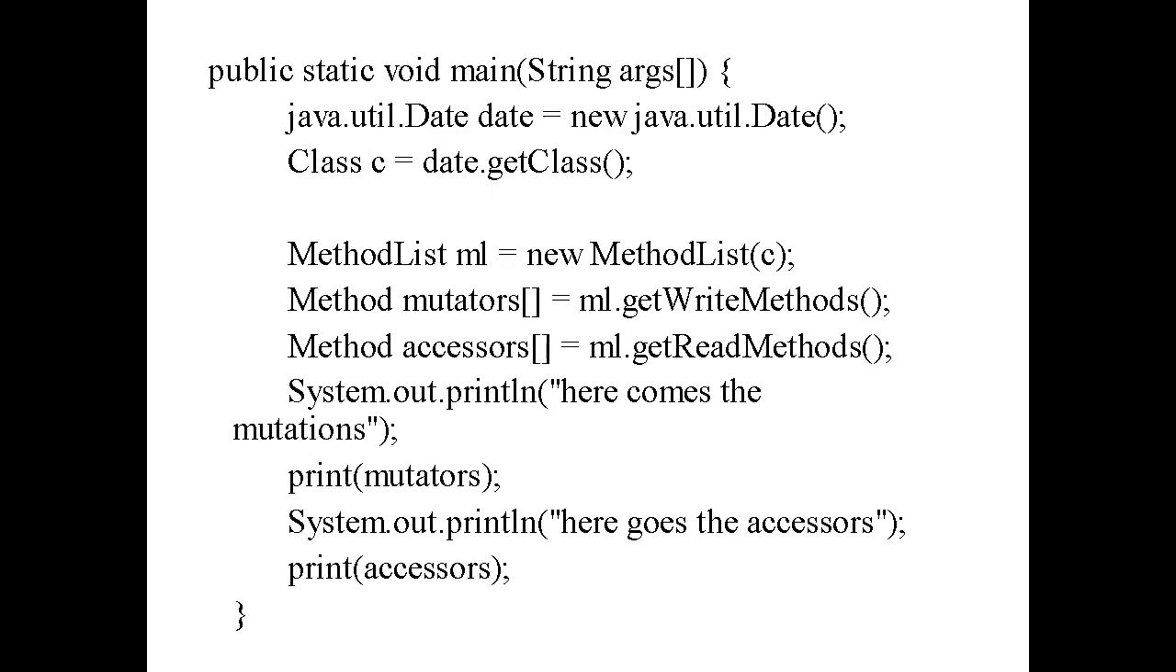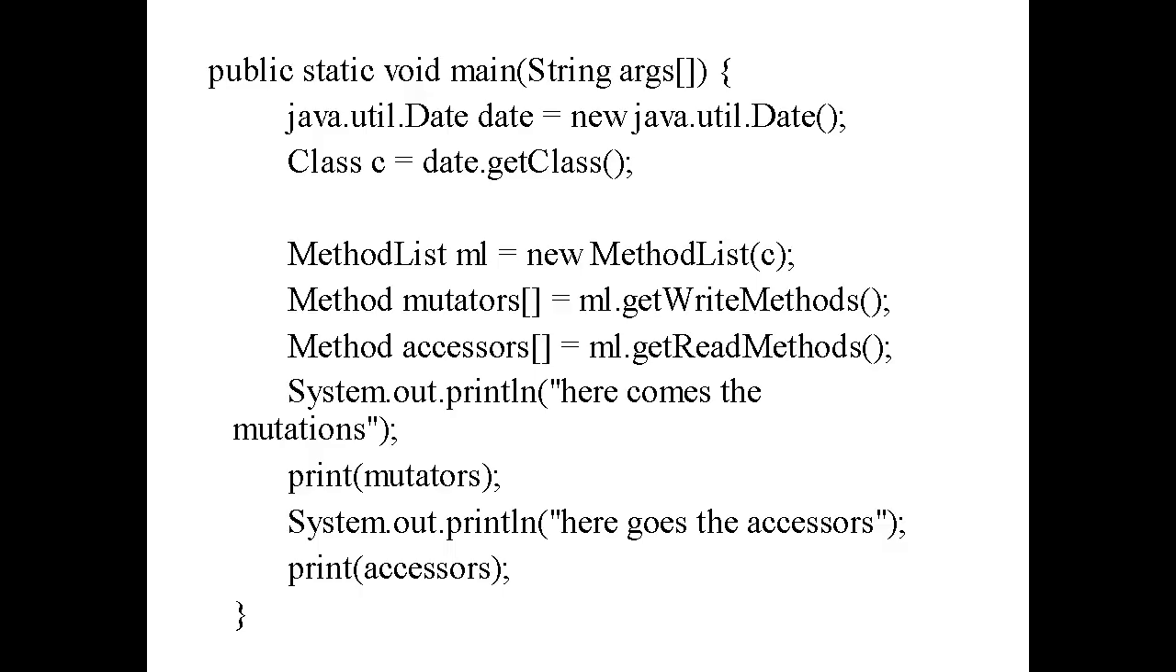So here's an example where we're getting a date with a java.util.Date, and then we're going to get the class by calling date.getClass. Then we'll make a new instance of a thing called a method list. That's my own helper method, and it'll give us a list of all the methods contained in the class, and also mechanisms to segregate and subdivide the list.